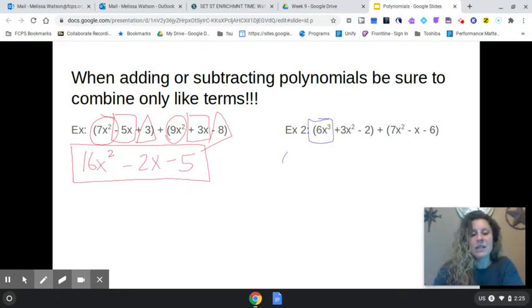So 6x cubed. Okay, the next highest degree is positive 3x squared. And notice we are adding that on to 7x squared. So those are like terms, so we can combine them. So 3x squared plus 7x squared gives me 10x squared.